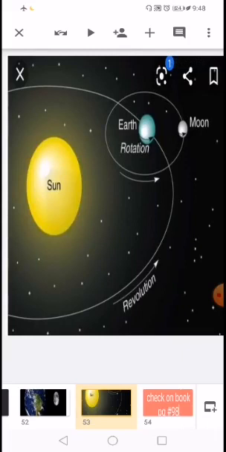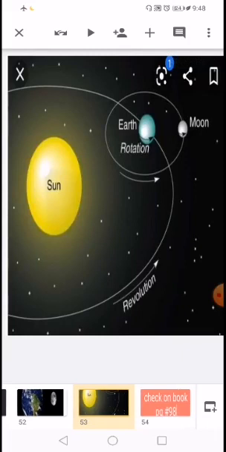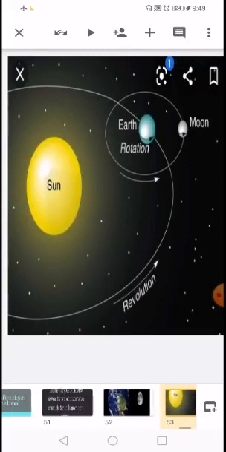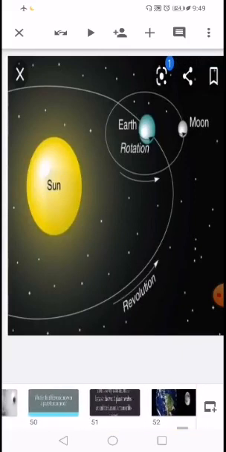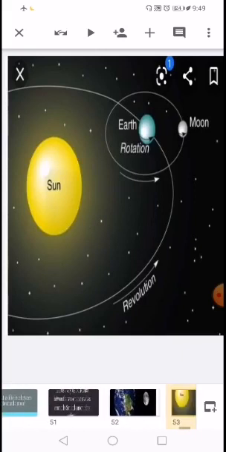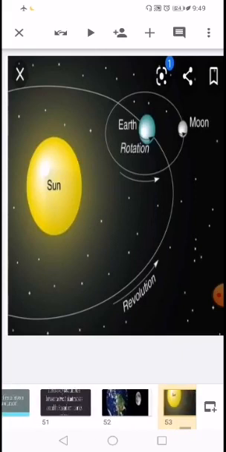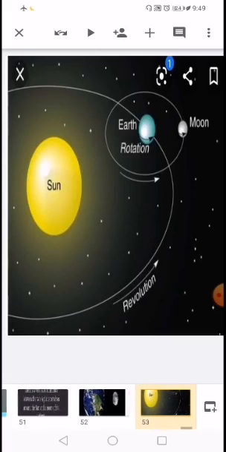Our planet Earth rotates on its axis, taking 24 hours to complete one rotation. The Moon also rotates on its axis. It takes 29 days to complete one rotation. Planets and moons revolve around another space body. The Earth revolves around the Sun, taking 365 days. It takes 365 days to complete one revolution. The Moon also revolves around the Sun.